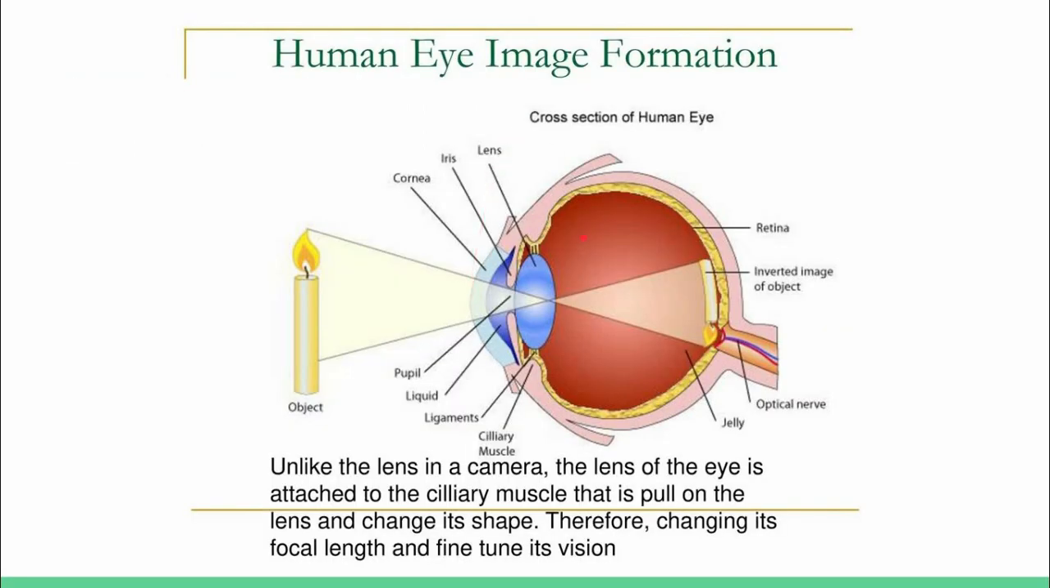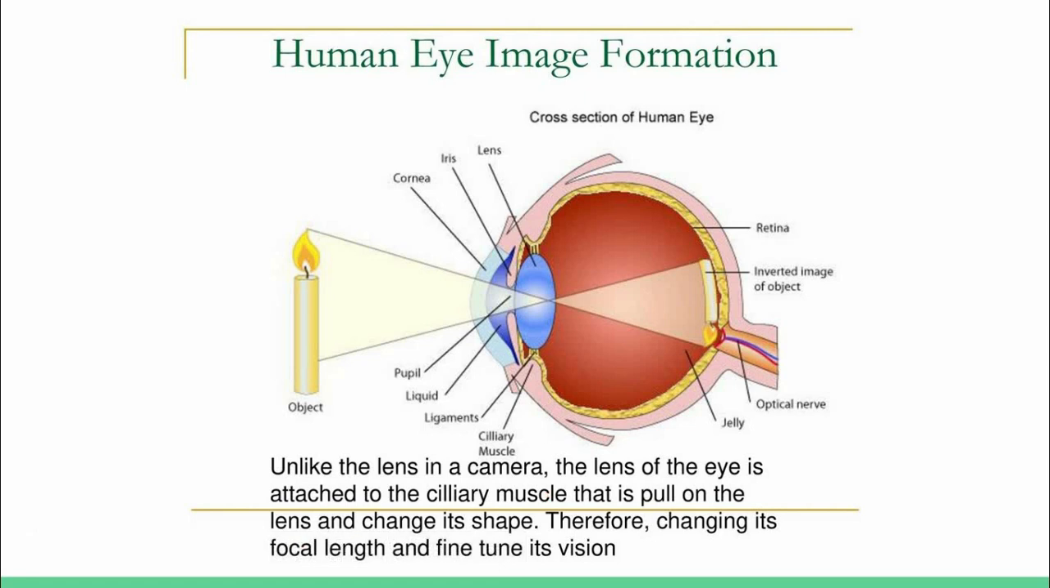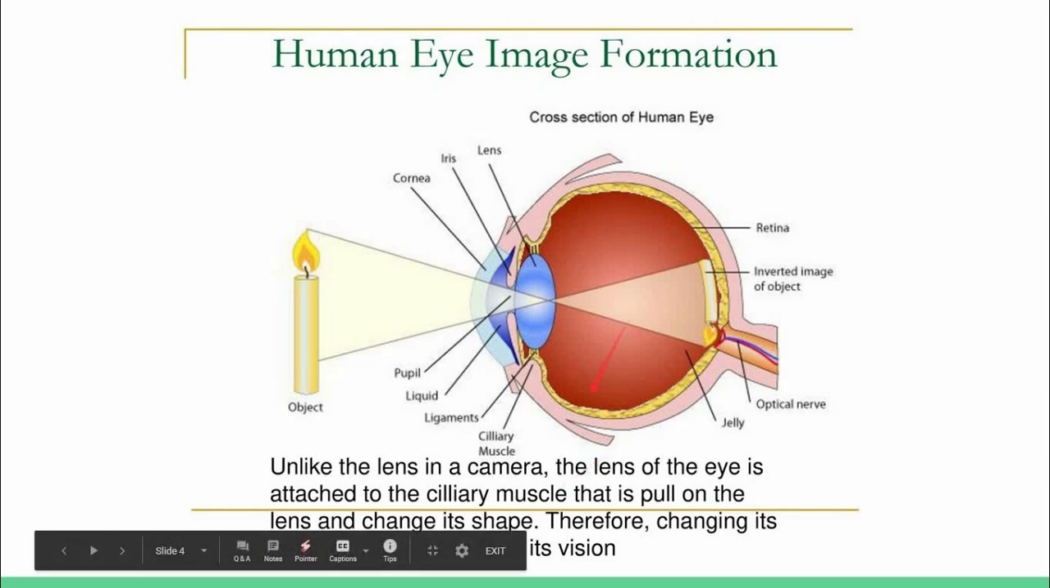And this is our human eye. As you can see, this is the image of a candle, this is a lens, and we get an inverted image, which our brain processes again into this. So unlike the lens in a camera, the lens of an eye is attached to the ciliary muscles that pull on the lens and change its shape. Actually, brain and eye are such a combination that no one can compete with it in the process of image processing. It is the fastest image processing, our brain and eye process.